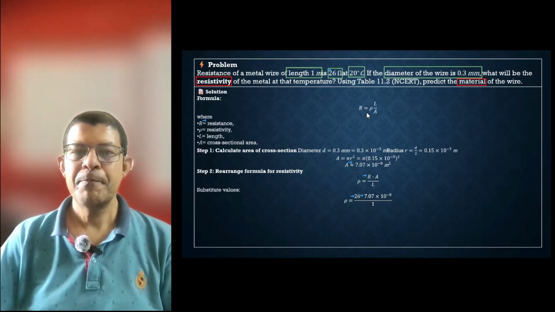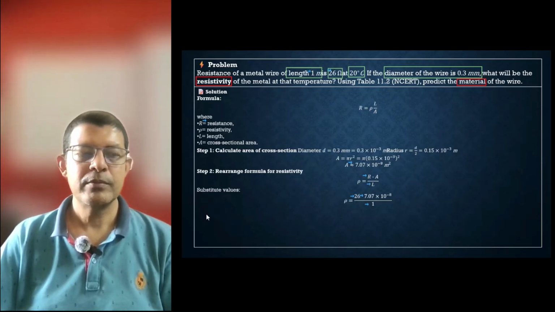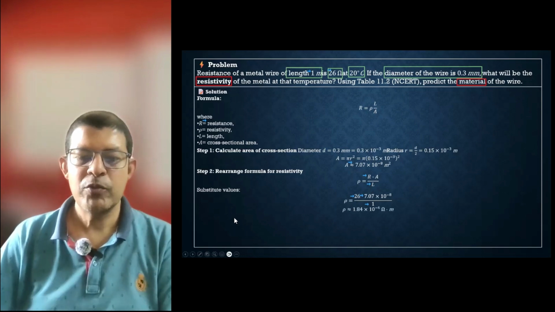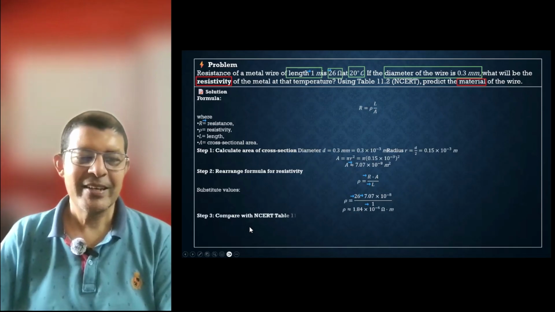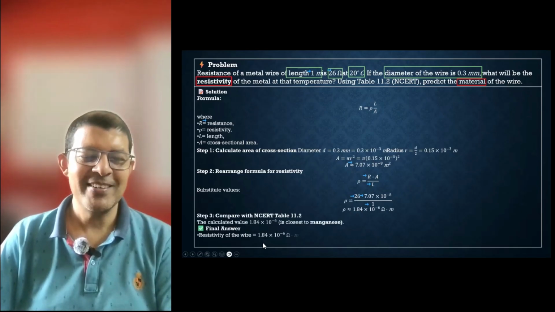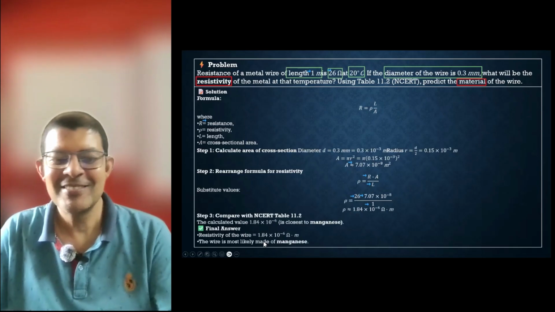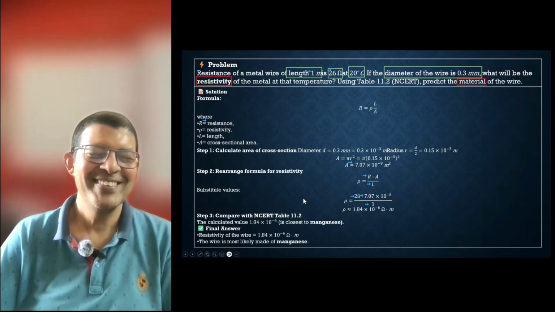And it is divided by length. Length is 1 meter, put here. Proceeding forward, we then get the value of 1.84. If you remember, this value was for manganese. Manganese. Right, manganese. No, I already knew that. I'm pretending, I don't know.